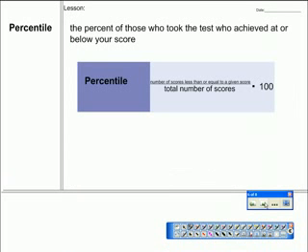All right. The other thing we're doing today is percentile. Percentile is a score that is based upon the percent of those who took the test who achieved at or below your score. It's different than the way most teachers grade in their classroom. Like when the test you take in here, your percentage grade is based upon how many you got right or wrong based on the content knowledge.